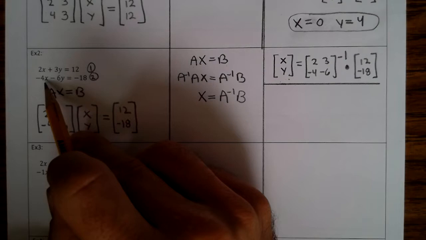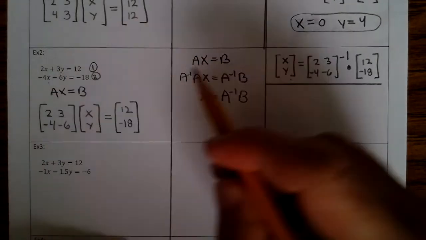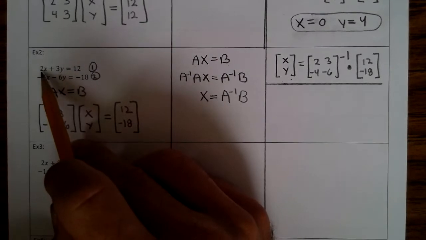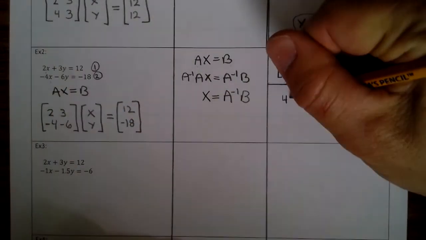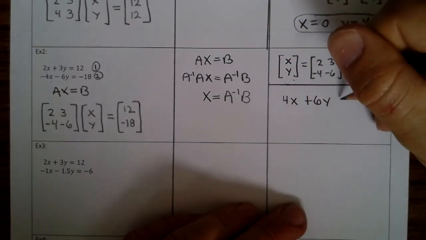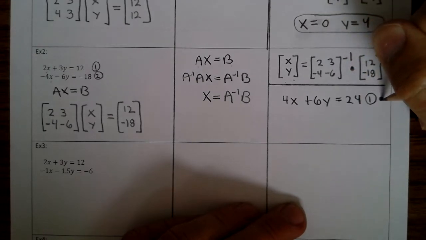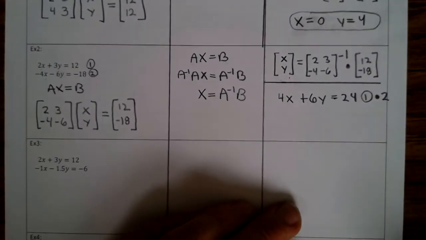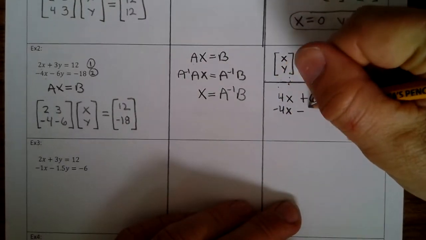So when you do that, we're going to multiply the first equation times 2. So 2 times 2 is 4x. 2 times 3 is 6y. 2 times 12 is 24. And that's equation 1 times 2. Now we're just going to use equation 2, minus 4x minus 6y equals negative 18. And that's equation 2.